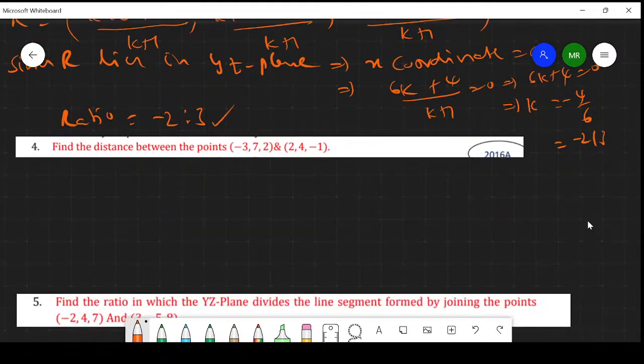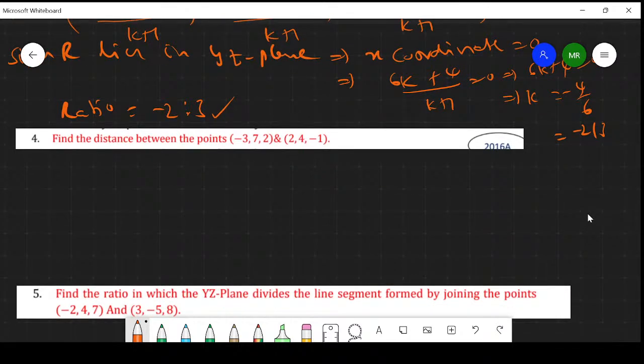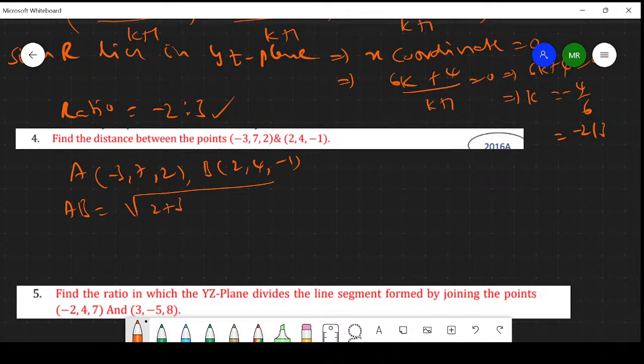Next one. Find the distance between the points. That is simple. They are asking to find the distance between 2 points: (minus 3, 7, 2) and (2, 4, minus 1). So let this be the A point, minus 3, 7, 2, and the B point, 2, 4, minus 1. You take AB equal to the distance between A and B, root of x2 minus x1 whole square, 2 plus 3 whole square, plus y2 minus y1, 4 minus 7 whole square, plus z2 minus z1, minus 1 minus 2 whole square.